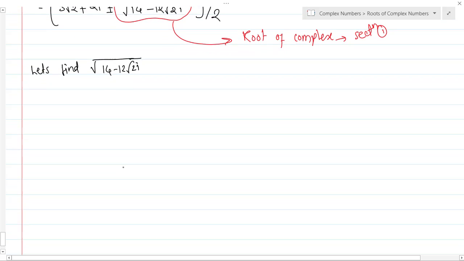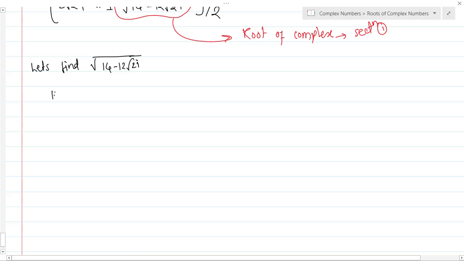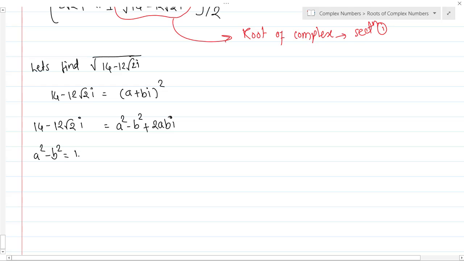So let's say 14 minus 12 root 2 i is equal to (a plus bi) whole square. Let's open this whole square: a square minus b square plus 2abi. If I compare the right hand side and the left hand side, what I will get is a square minus b square is equal to 14, and 2abi is equal to minus 12 root 2 i.